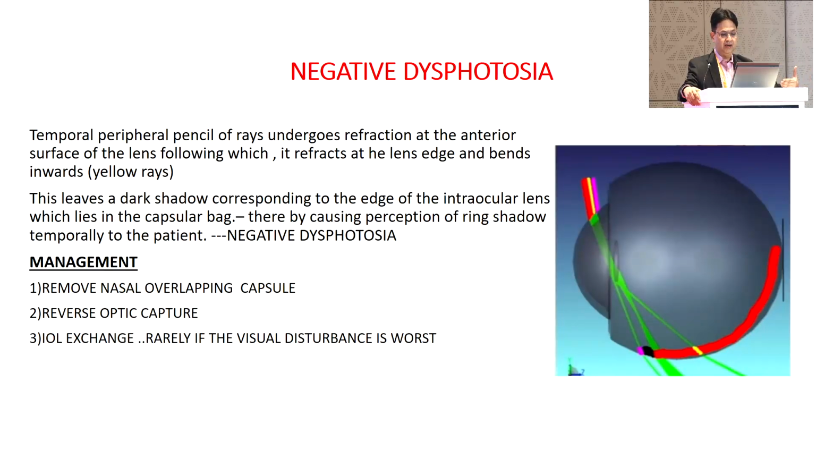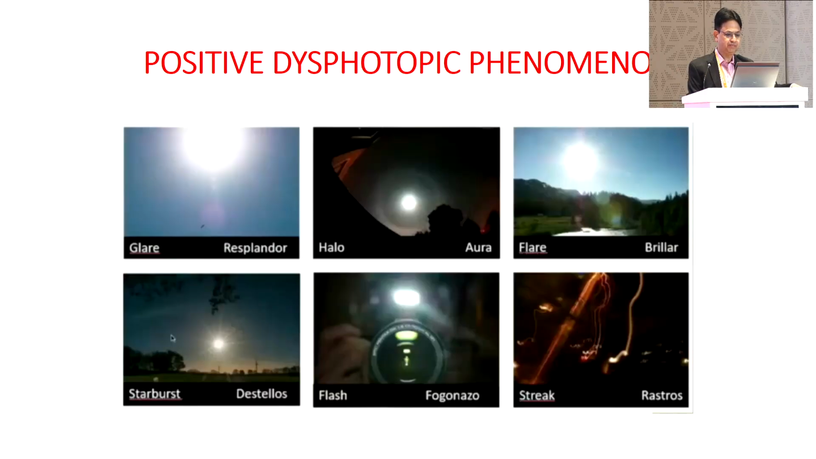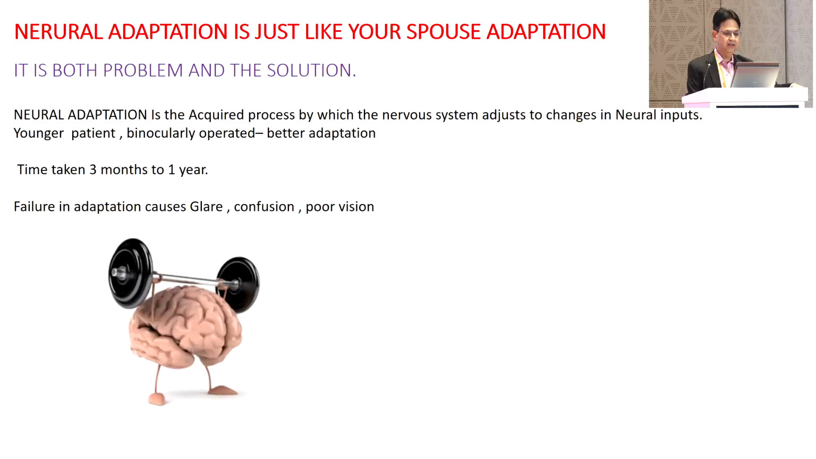Now negative dysphotopsia, especially when the pencil of rays comes from the periphery and the edge of the shadow lands up and we get the shadow effect on the retina, the patient may complain about negative dysphotopsia, but in my practice I have seen after 2 or 3 months the patient gets used to it, so we don't have to worry much about it. These are the positive dysphotopic phenomena usually seen in the multifocal lenses with the rings.